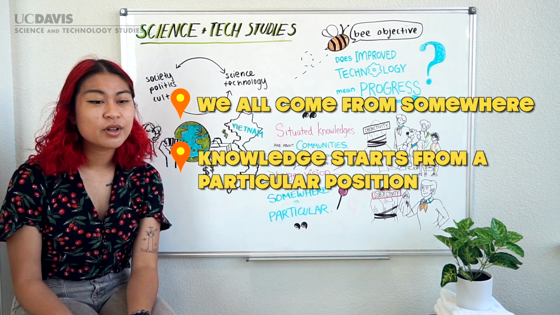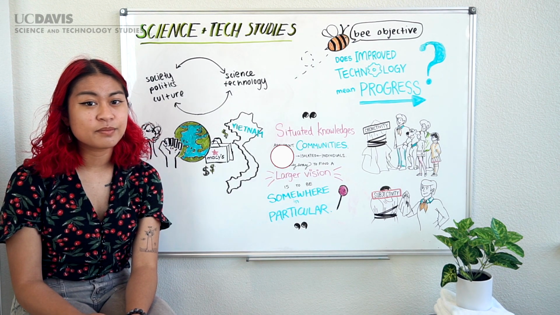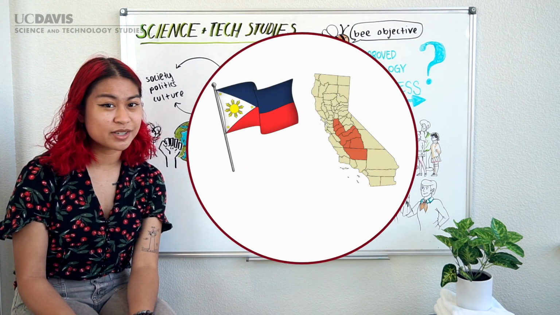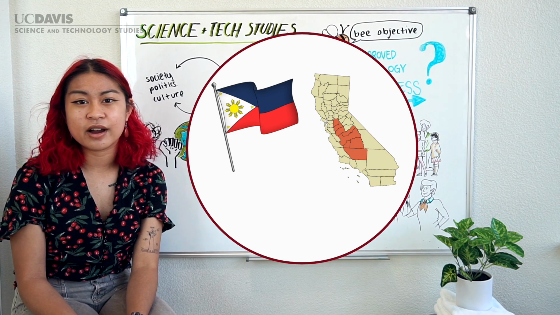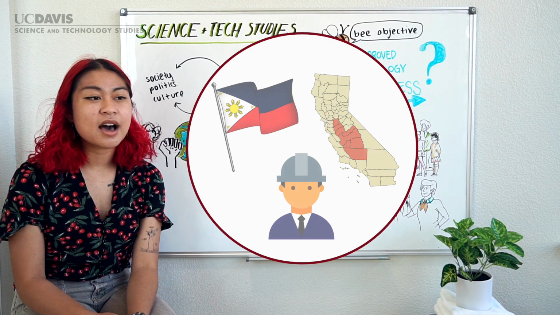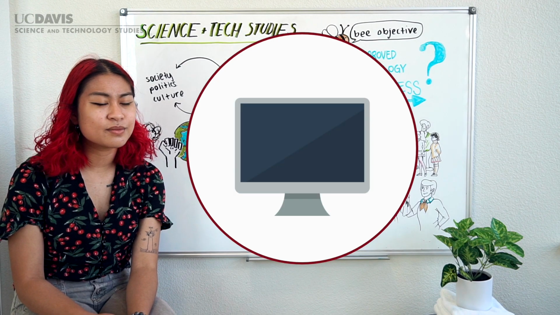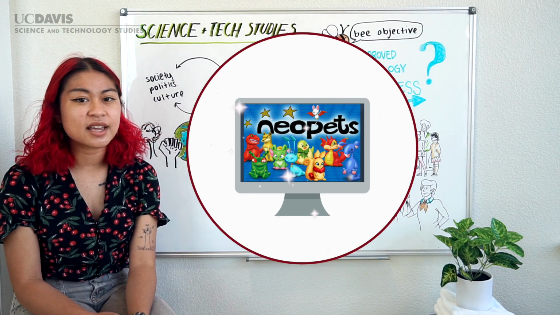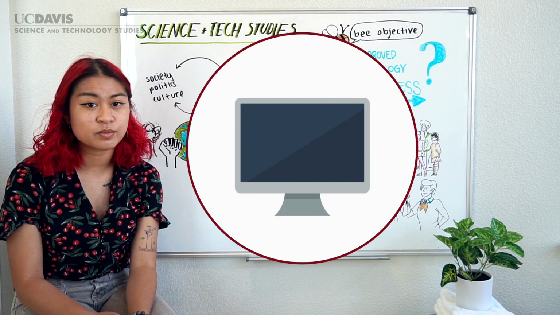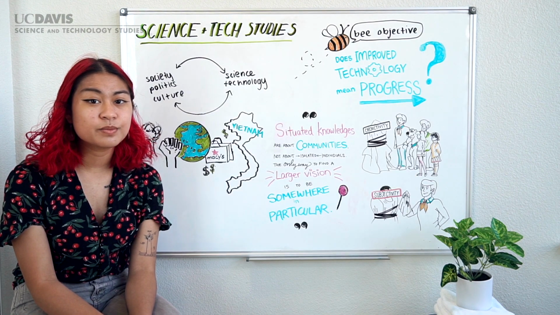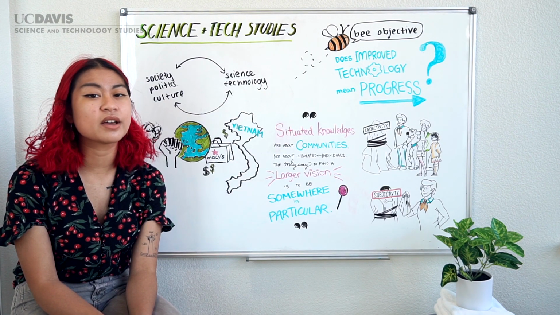For example, my view on science and tech is shaped by not only my identity as a Filipino, but where I grew up in the California Central Valley and my class background. My dad is an engineer in Silicon Valley. When I grew up, I tended to see computers as super positive things. They were where I played Neopets and Webkinz, and the green and white screens with text boxes were how my dad made money. Haraway would argue that these experiences can't be removed from what I make or write.